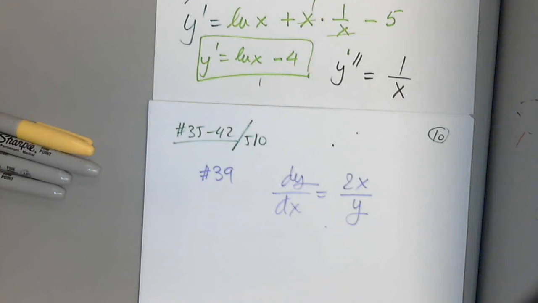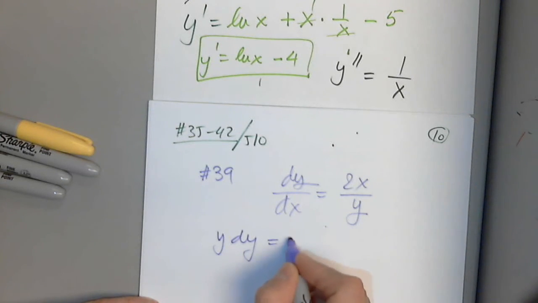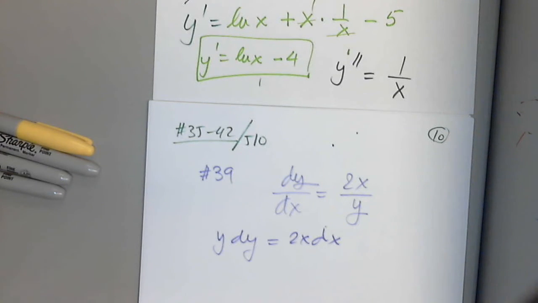Now what happens here is I don't know how to proceed if I have both x and y on the same side. You have to multiply by dy. So if I cross multiply, I get y dy equals 2x dx. Would you agree with this? y times dy equals 2x times dx. Okay.